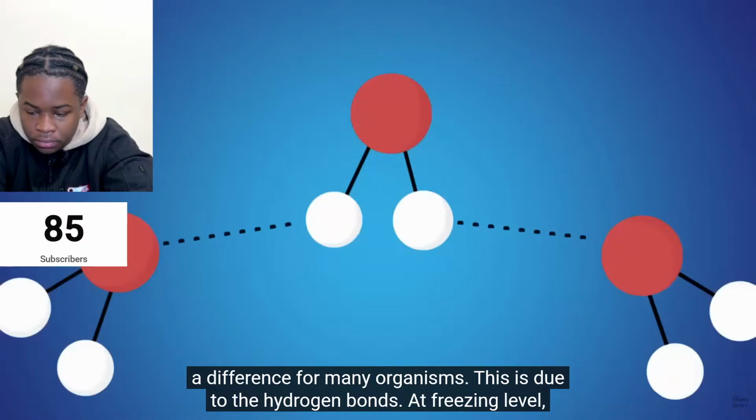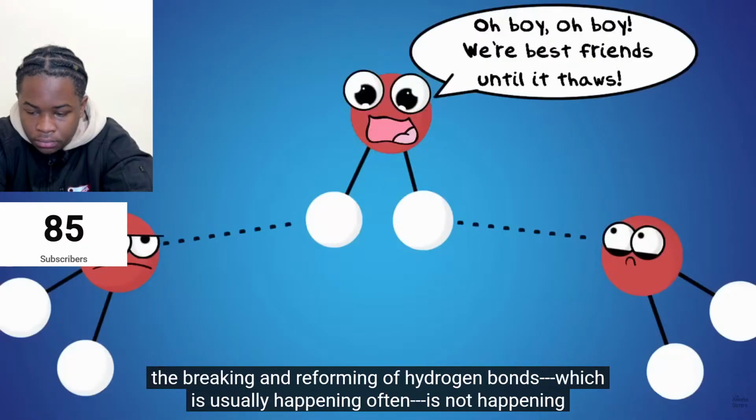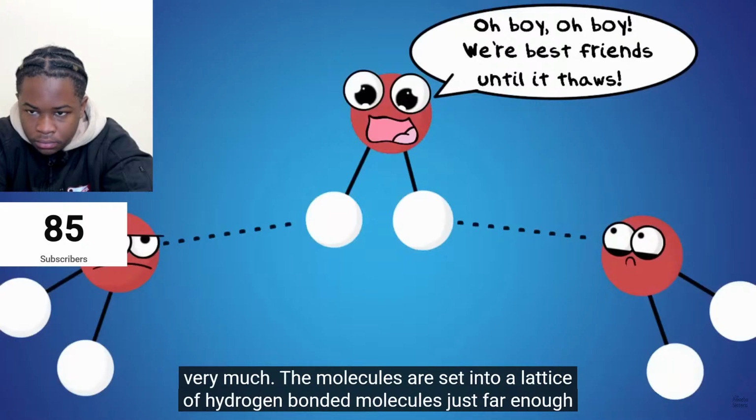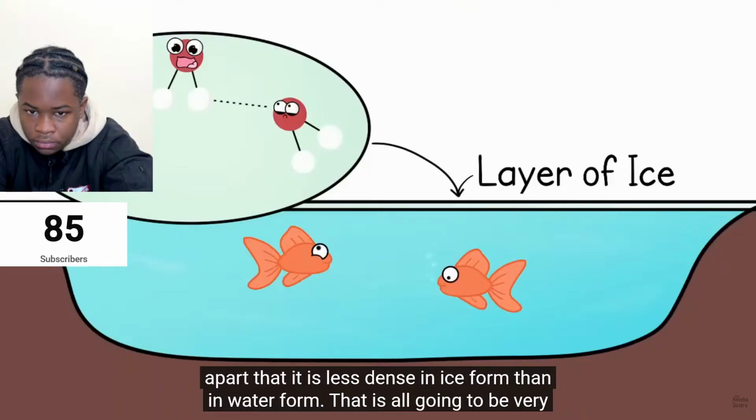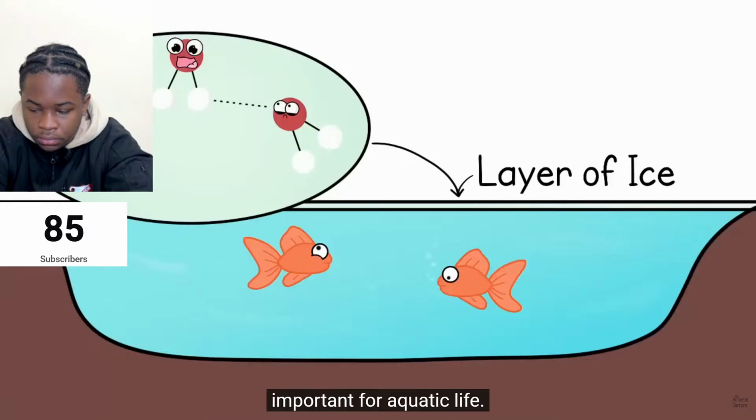See, at freezing level, the making and breaking of hydrogen bonds, which usually happens pretty often, is not happening very much when frozen. And so the molecules are set into this lattice of hydrogen bonded molecules, just far enough apart that it's less dense in ice form than it is in water form. And that's going to be very important for all of that aquatic life.